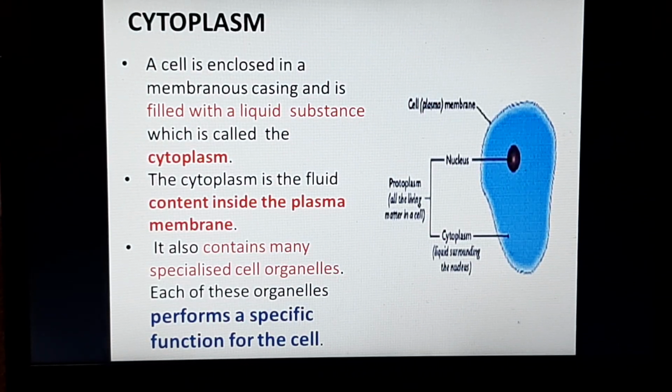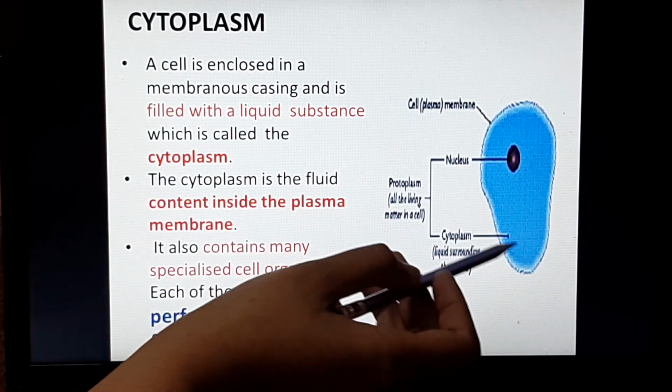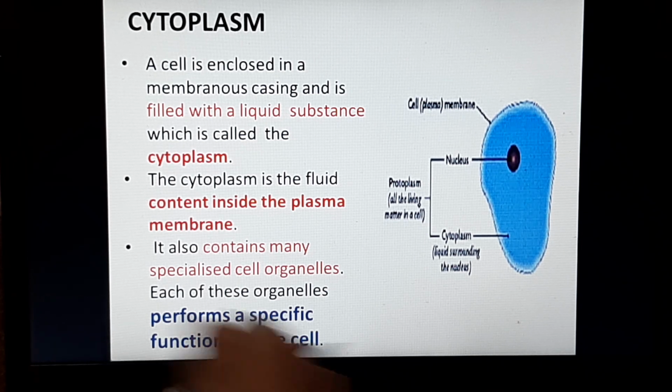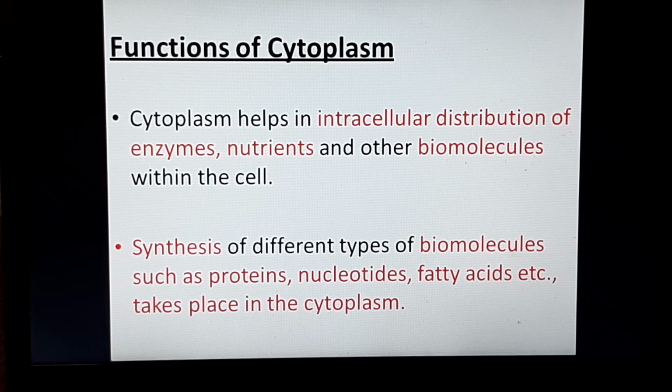Now inside the cell wall and the plasma membrane, the fluid that is enclosed is called cytoplasm. Cyto means cell and plasma means fluid. The fluid of the cell is called cytoplasm. This cytoplasm is the fluid which contains many cell organelles. All the cell organelles remain suspended in the cytoplasm, and these cell organelles perform their specific functions. Clear?